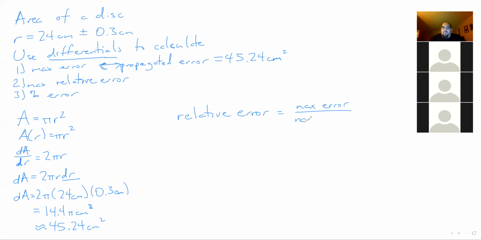I want to compare that to what I believe the real value is. Like in a perfect world, if I was able to measure this exactly, basically I'm trying to find that ratio. So our max error is what we just found, 45.24 centimeters squared. How would I find the nominal value in this case?